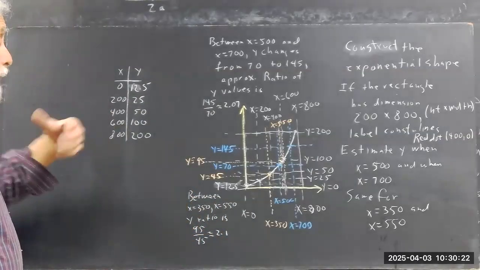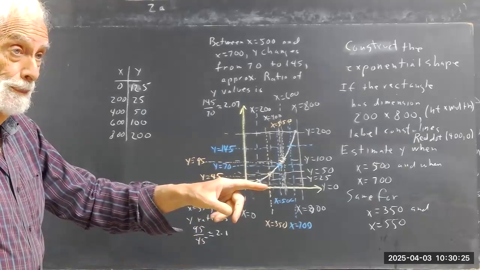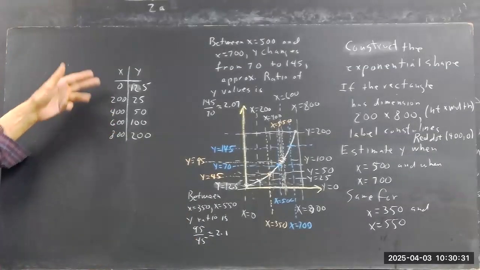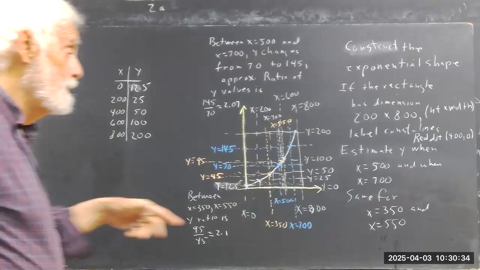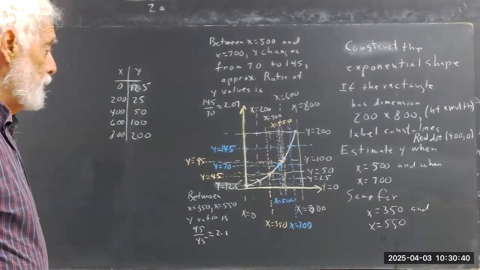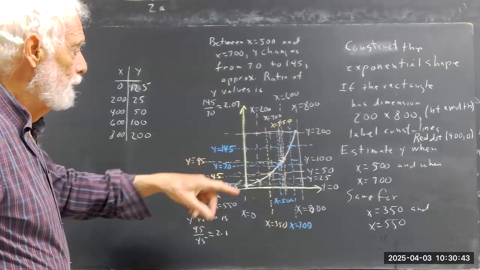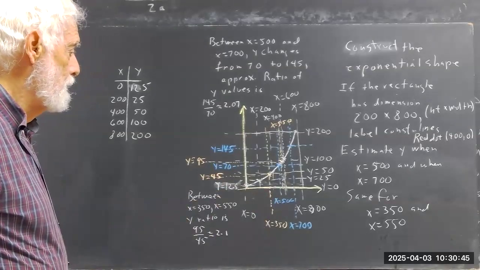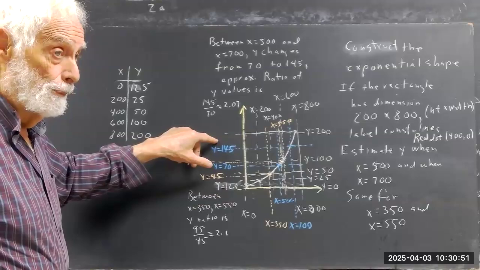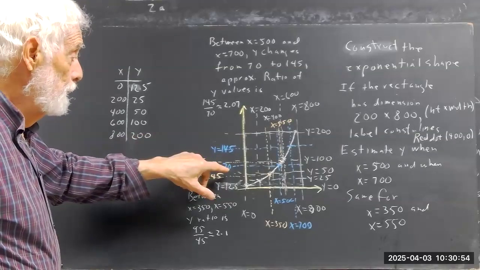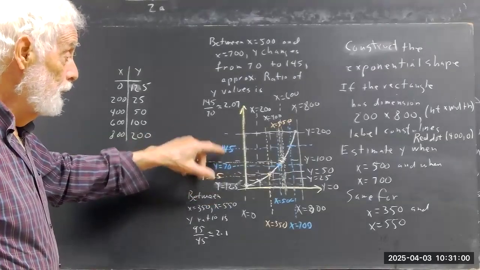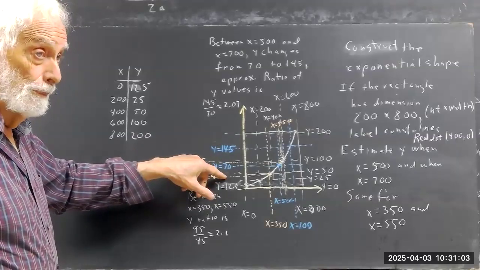If this pattern of doubling every time you move 200 units in the x direction, if that pattern continues, which it probably ought to if it's going to be consistent with this, y value should double. Okay, well, between x equals 500 and 700, y changes from 70 to 145, right? By our estimates. Well, if we missed a little bit, if that 70 is a little bit low and that 145 is a little bit high, this would be exactly twice. It's just a little over twice as big.